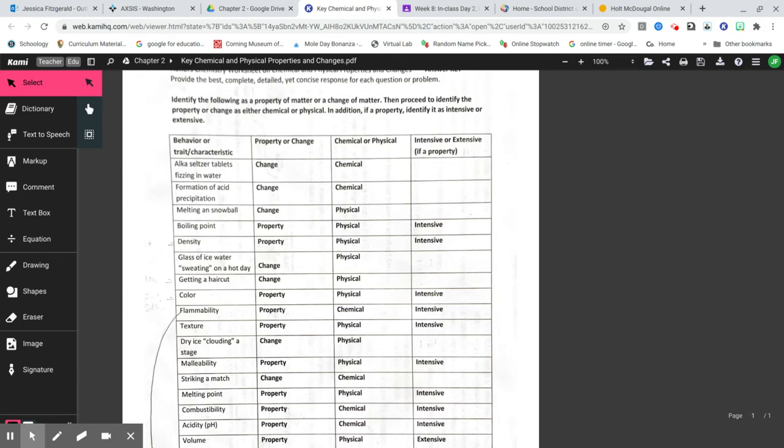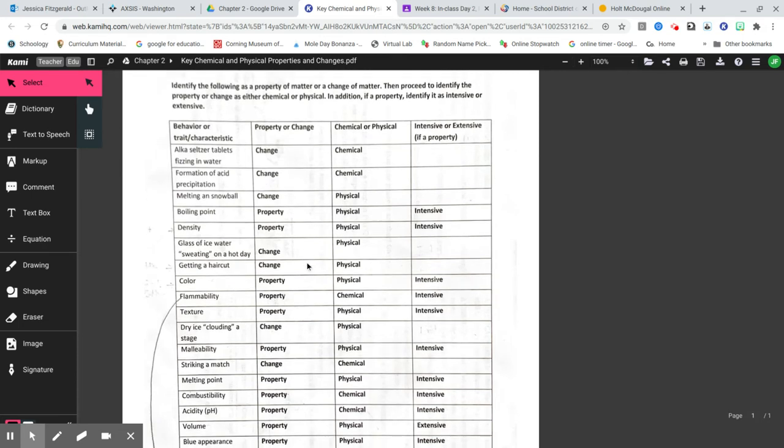Glass of ice water sweating on a hot day. This is a change. We're looking at a change in matter where we're going from a gas to a liquid. It's condensing. And this is going to be a physical change because we're not changing our water molecules. They're just getting closer together as they cool and condense. And we'll leave the last box open.